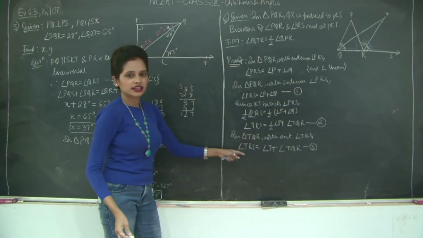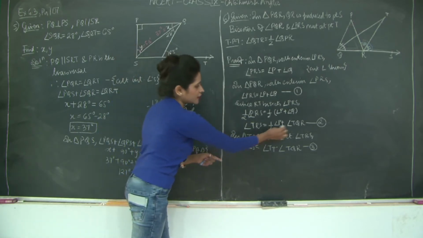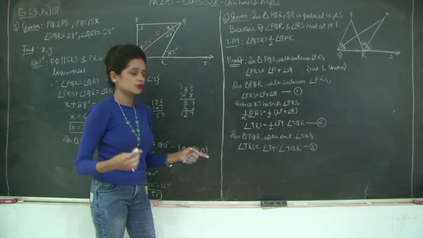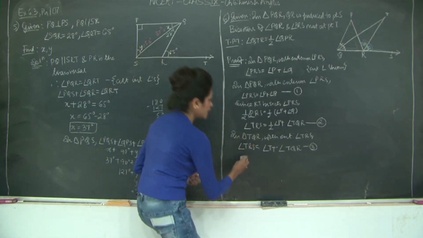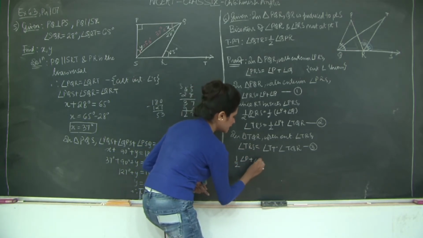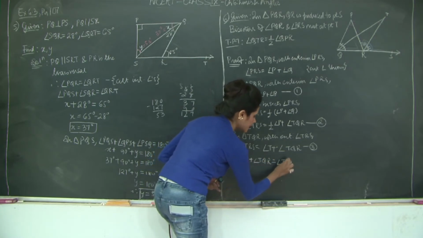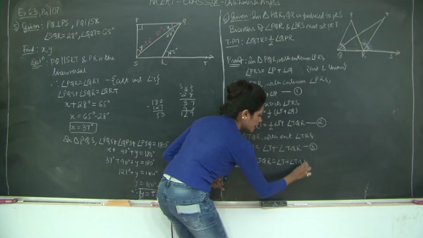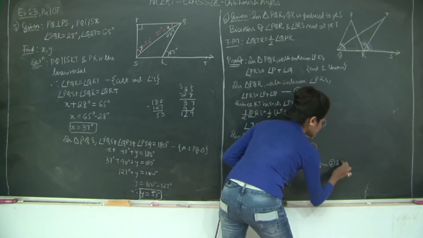So from 2 and 3 we have equals on the left hand side. Therefore, the right hand sides are also going to be equal, because using the axiom that things equal to the same thing are equal to each other. What do I get? Half angle P plus angle TQR is equal to angle T plus angle TQR, and I'll say this is from 2 and 3.